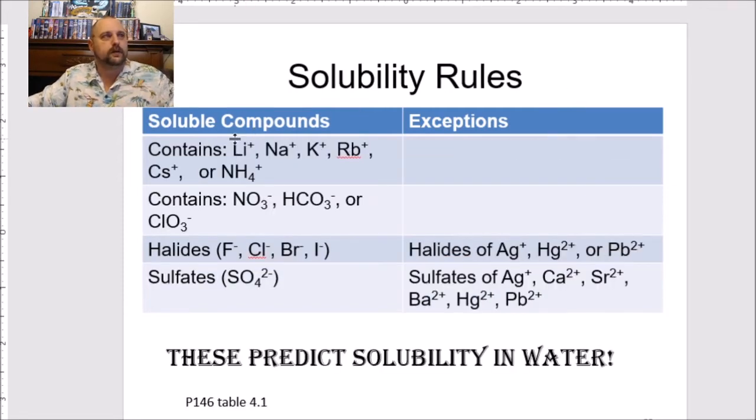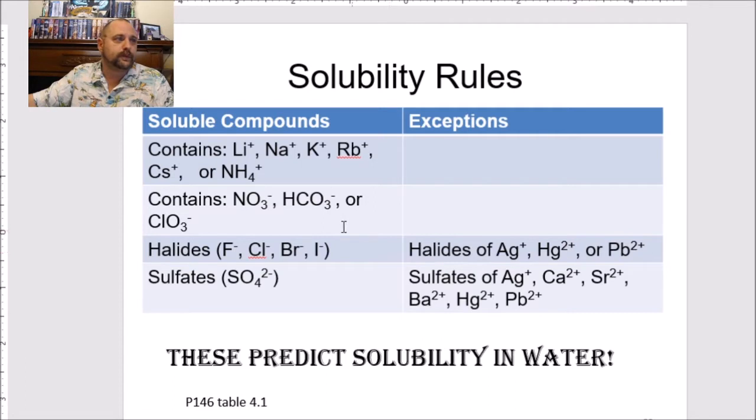All right? And so things that are soluble: lithium, sodium, potassium, rubidium, cesium. I've seen those before. That's group 1. So group 1 except hydrogen, always soluble. No exceptions. All right? Ammonium. If you see ammonium, it's soluble. No exceptions. Love that rule. All right? If it's got nitrate, HCO3 or ClO3, these things are soluble. No exceptions. Fantastic.